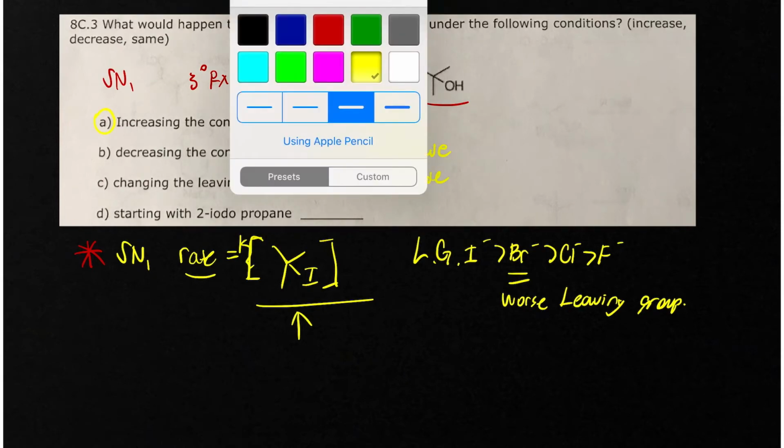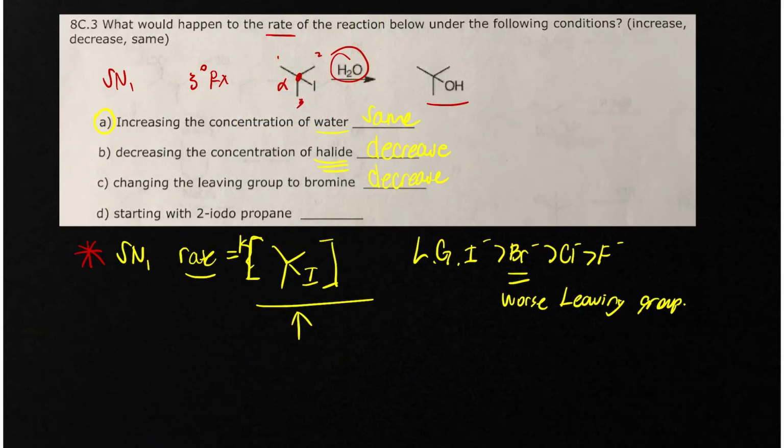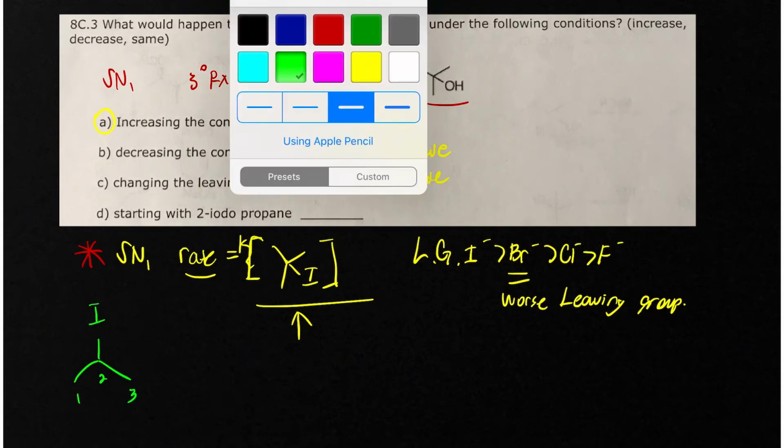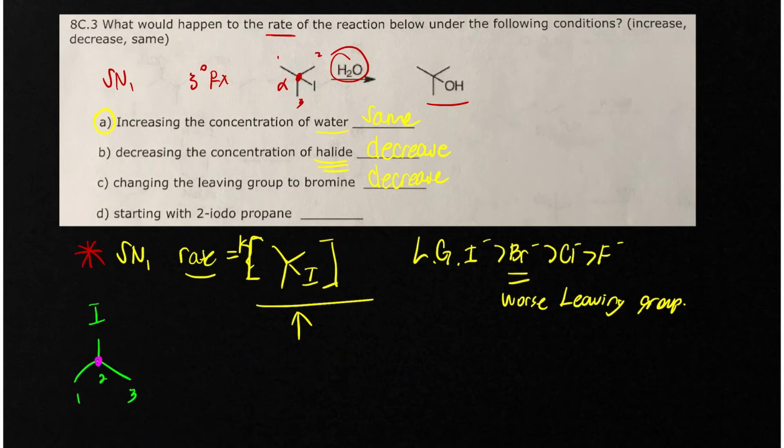okay? And what if we start with 2-iodopropane? So let's draw that molecule out and see what it looks like. Here's propane, okay, 3 carbons, and then we have an iodine at carbon 2, all right? This structure here, if we look at it carefully, has an alpha carbon, and it's connected to 2 carbons, so this is a secondary alkyl halide, okay?